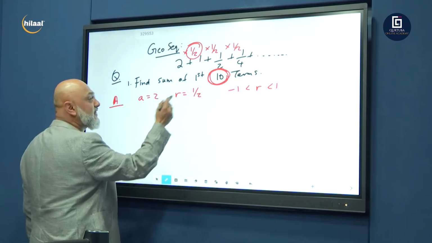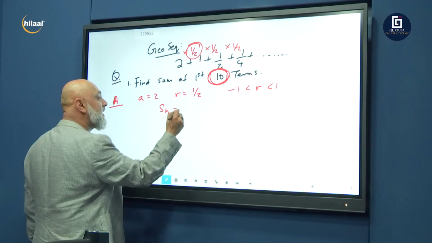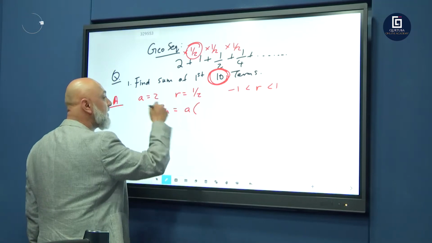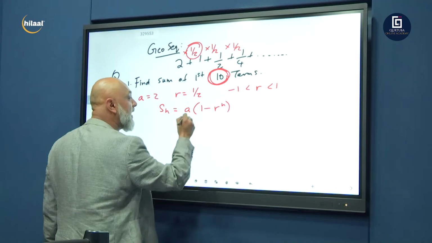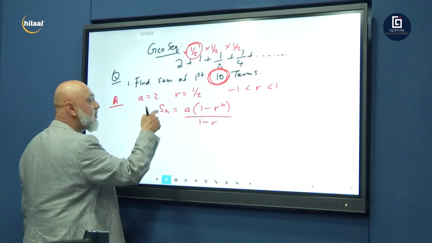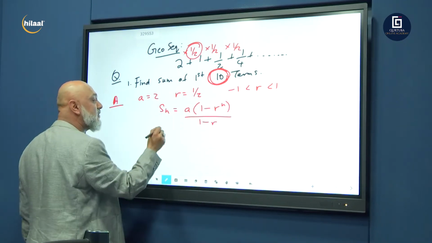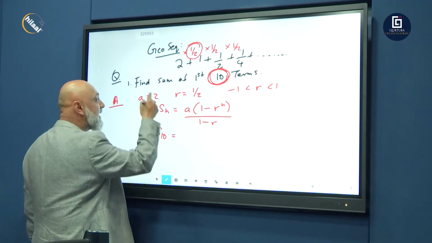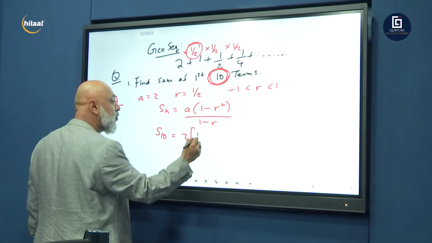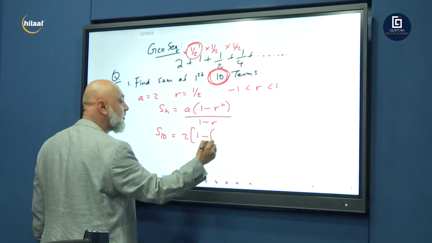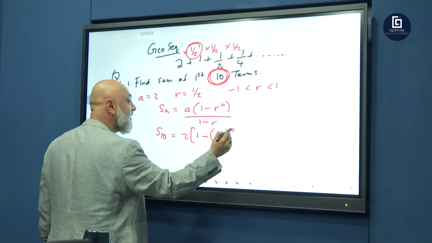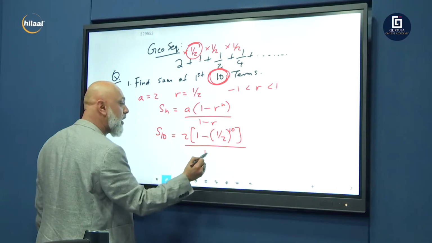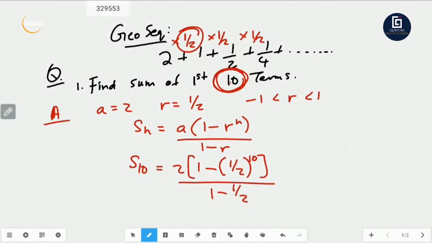Okay. So for finite, Sn equals a into 1 minus r to the power n over 1 minus r, for when r is a fraction. So S to how many terms? They're telling you 10 terms, S10. What's a? 2 into 1 minus, what's your common ratio? A half, to the power n. What's n? 10. Over 1 minus, what's r? A half. And there we go.